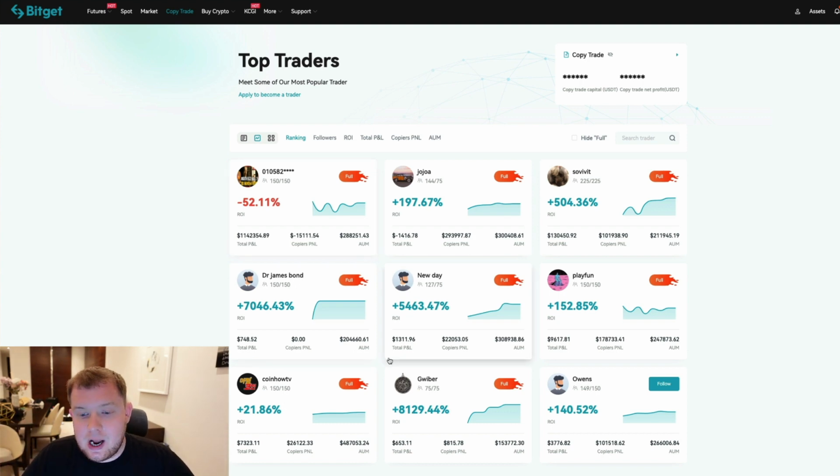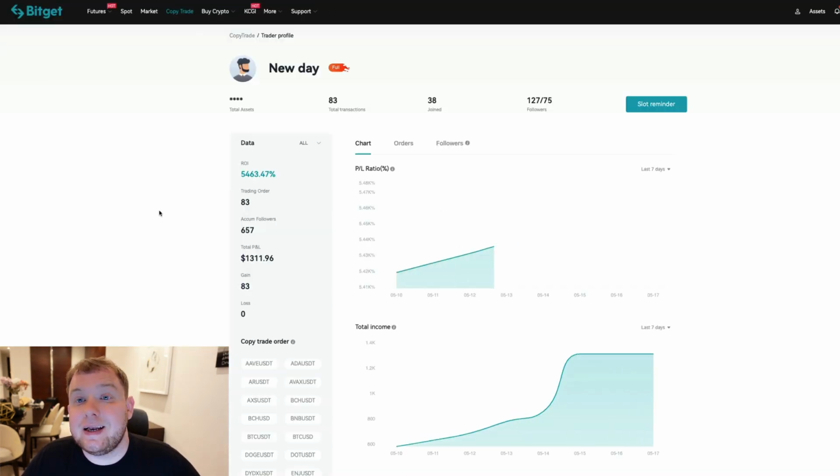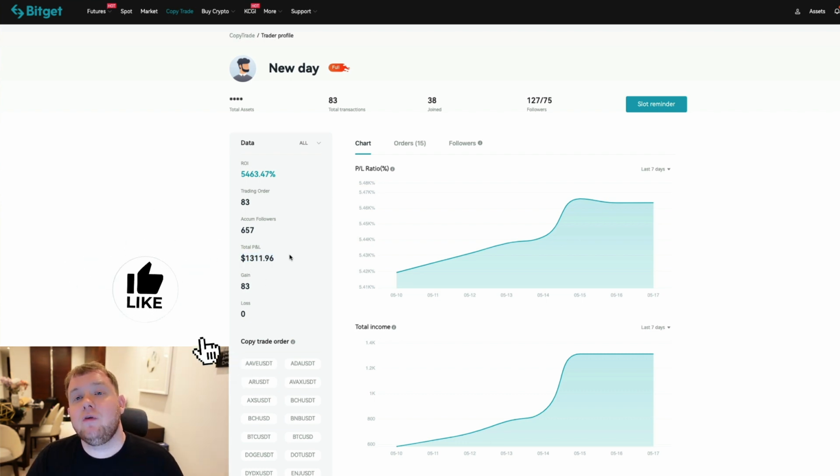You want to check out a trader with a large amount. However, 5,400%, let's check this out. This could potentially be a little bit risky. So we can see here, ROI 5,400%, the total profit and loss $1,300. So this amount, it's not really such a large amount.